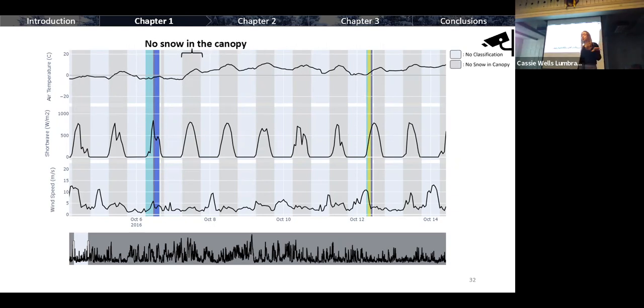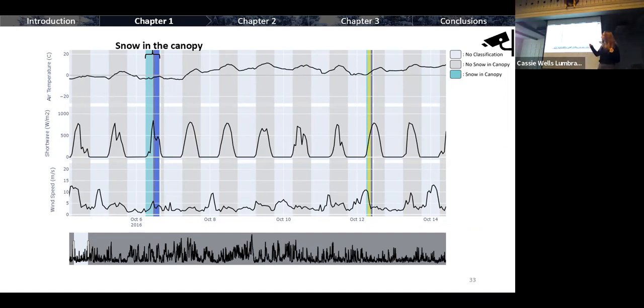This is an example of no snow in the canopy. That's what that looks like. And anything that's colored was when there was snow in the canopy. So that was our previous data set, just snow in the canopy or not from citizen scientists. But what I did was spend a lot of time looking at images to create these data sets where we got more than just snow in the canopy.